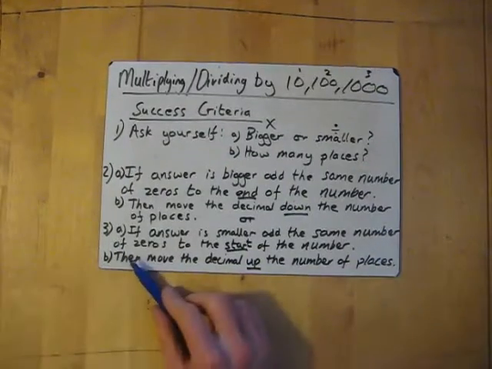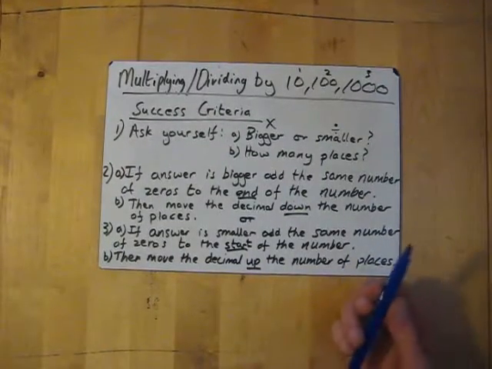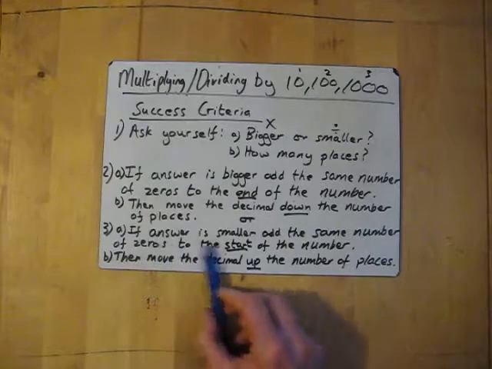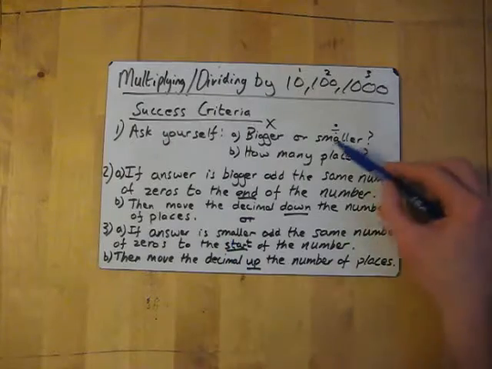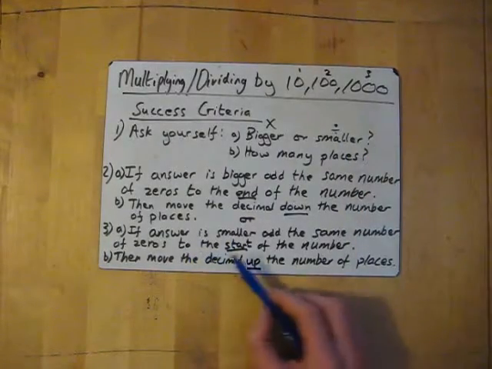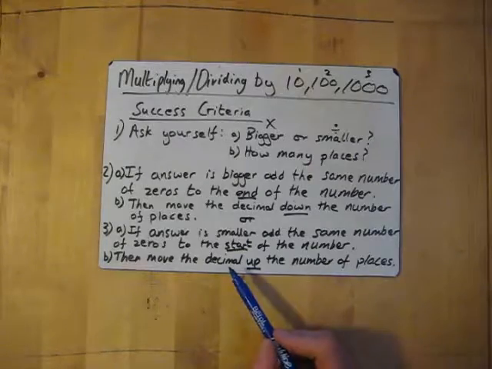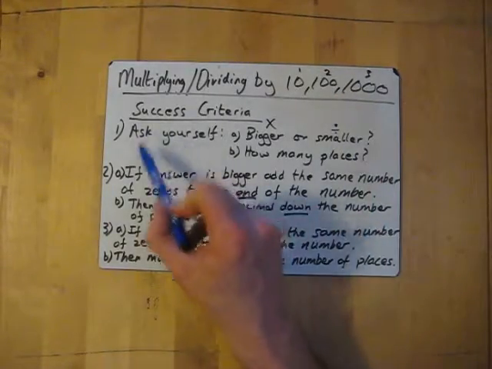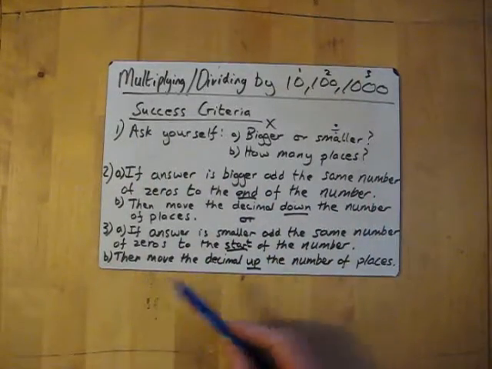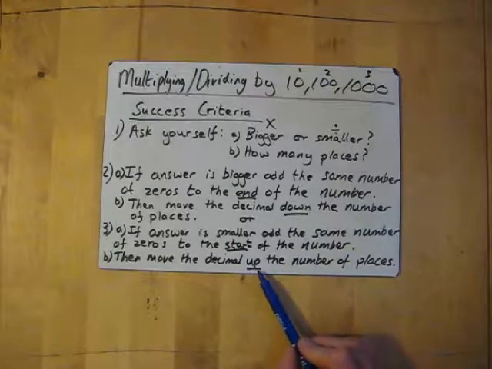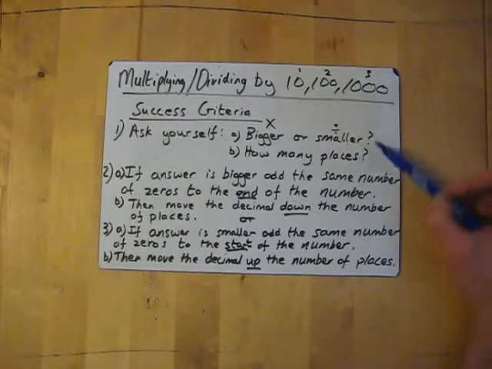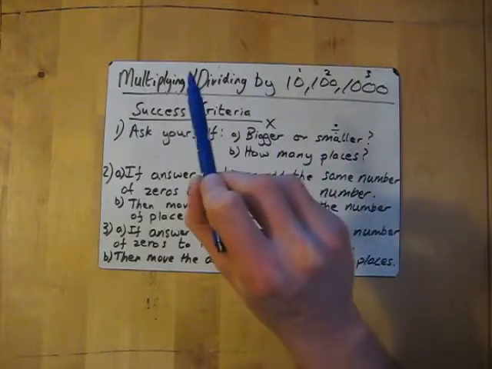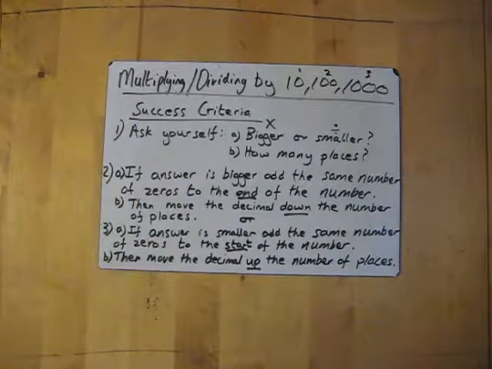And then for this part here, it's just the division, so it's the reverse of what you've done for the multiply. If the answer is smaller, which is divide, then add the same number of zeros to the start of the number. So if it's dividing by 100, I'd add 2 zeros to the start of the number. Then move the decimal point up the number of places. So the number of places in this one, if it was 1000, would be 3. So I move the decimal point up 1, 2, 3. And I'll show you what I mean by all this whenever we go through a couple of examples.